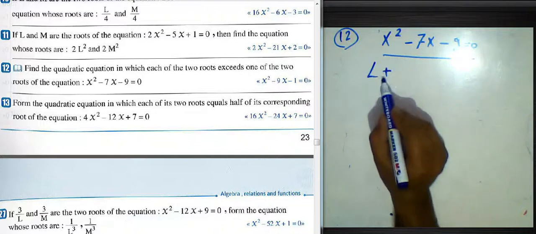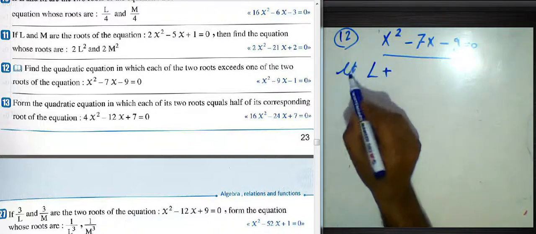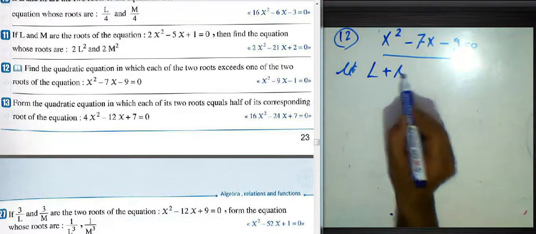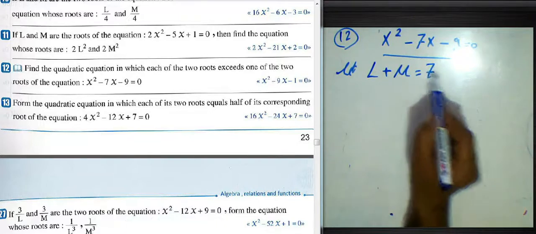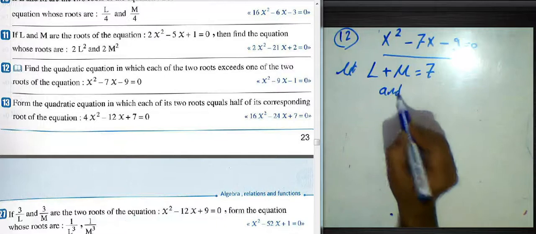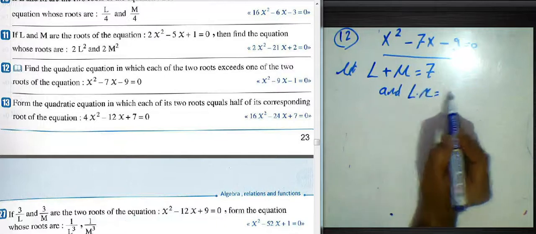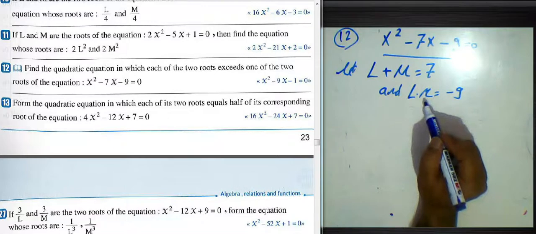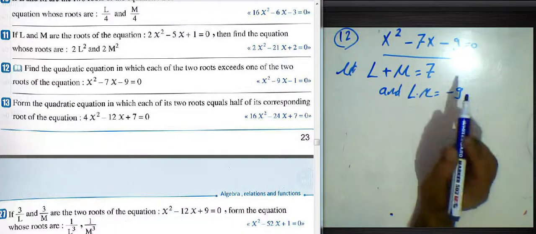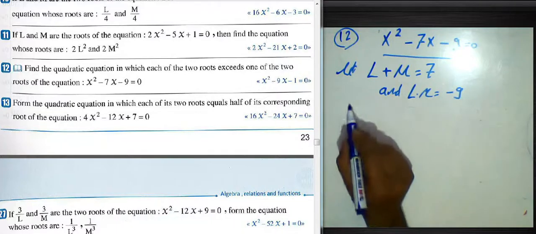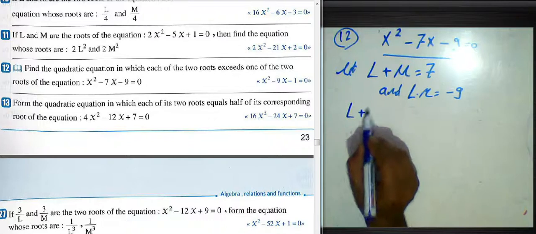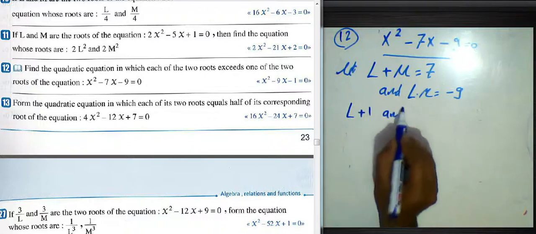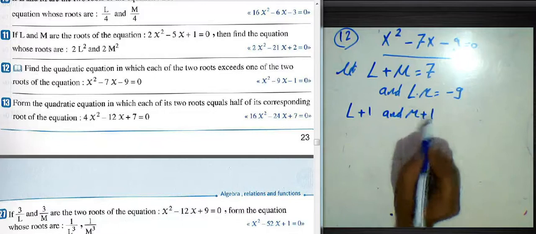Let L and M be the two roots. L plus M equals 7 and L product M equals negative 9. You want to find the new quadratic equation in which each of two roots exceeds one of the two roots of the equation. That means the first root will be L plus 1 and the second root will be M plus 1.